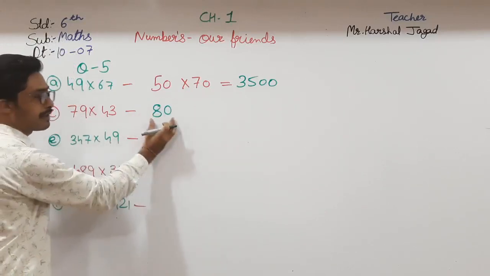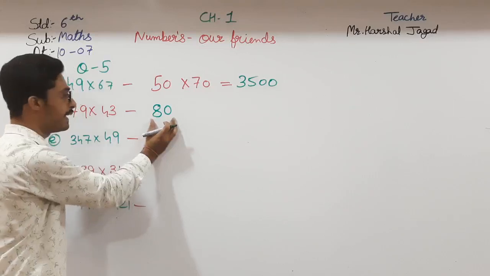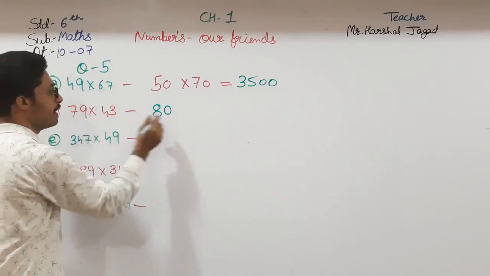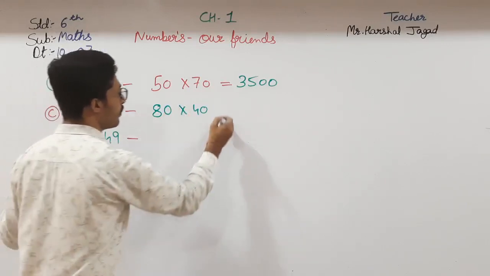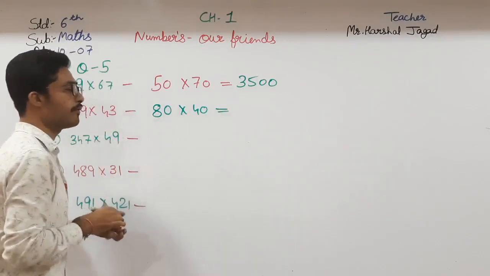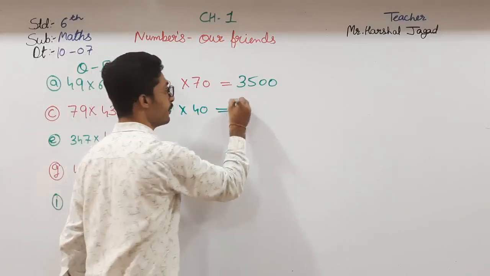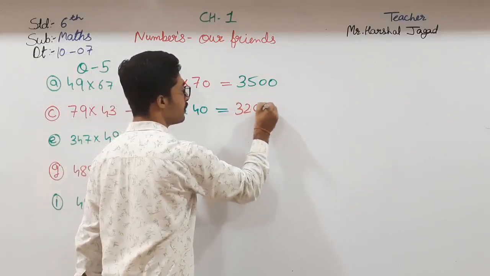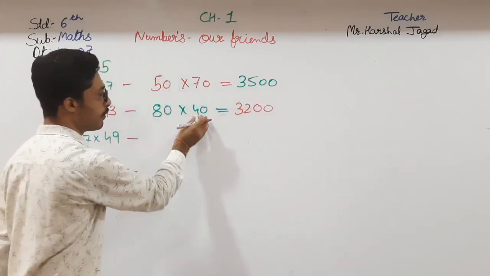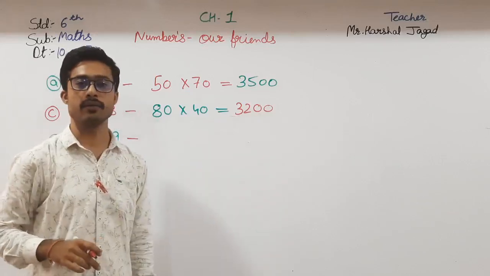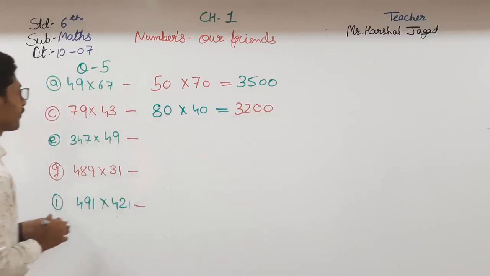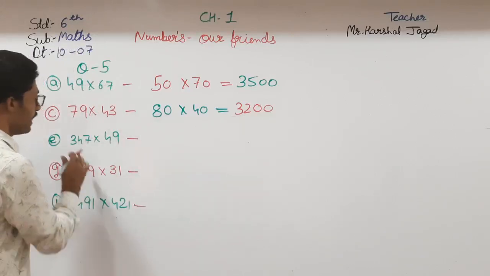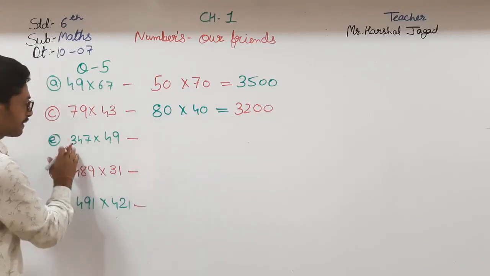Then moving towards the next, 79, we can round off to 80. Then here it is 43, so I can say it is 40. Okay, so your answer will be 8 4s are 32 and 2 zeros, that is 80 into 40, that is 3200.